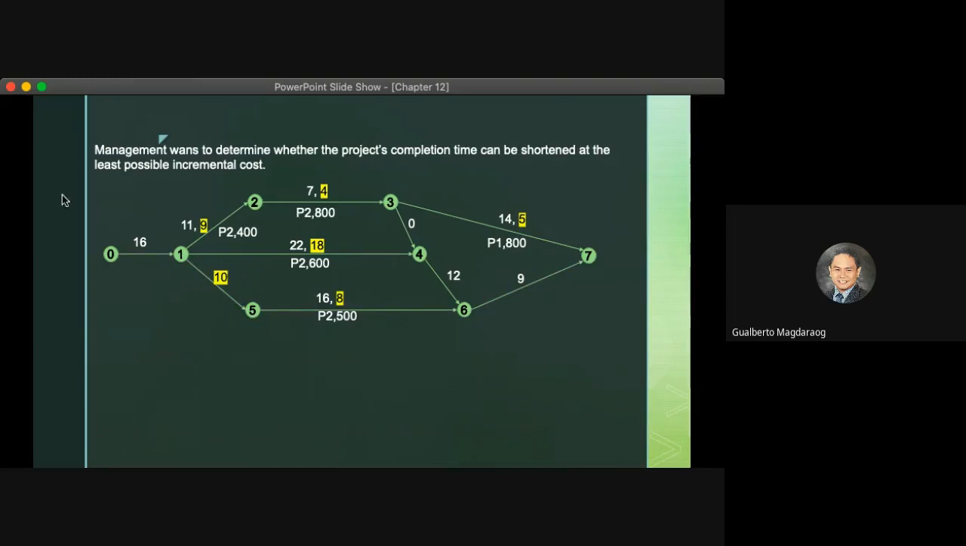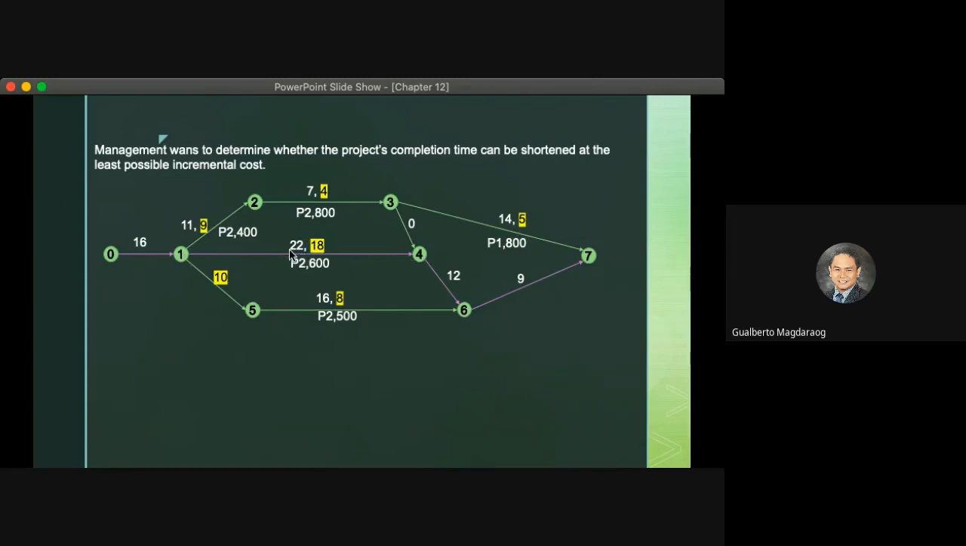Okay, so I have changed already the time period for the events 1 to 5 to 10, as we assume that it has been crushed already. Now, the new critical path is 0 to 1, 1 to 4, 4 to 6, and 6 to 7. So within that path, we will look for an event that we can crush, and it seems like we only have one choice, and that is 1 to 4.